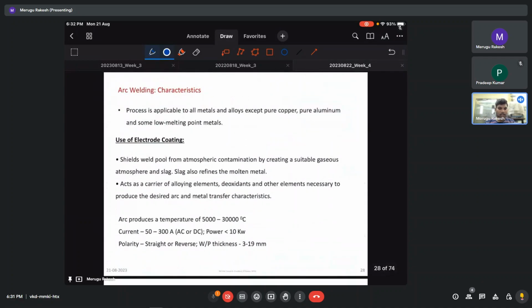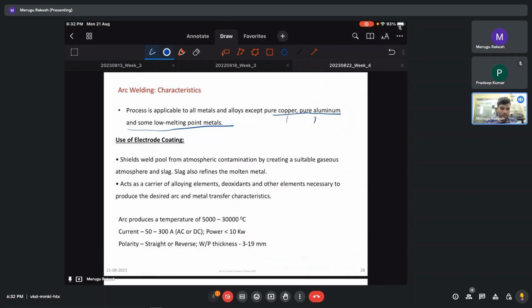These are the arc welding characteristics. The process is applicable to all metals and alloys except pure copper, aluminum, and low melting point metals. On the surface of copper and pure aluminum, an oxide layer forms, which hinders the formation of the arc. That's why we do not encourage using this for copper and aluminum.